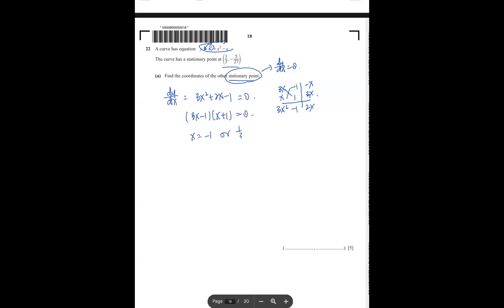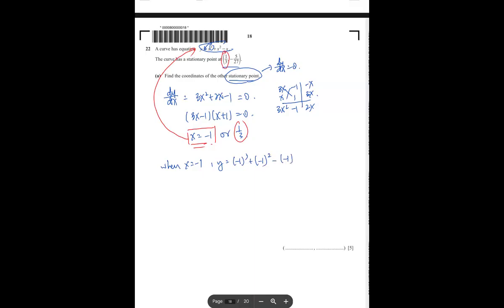This one is already given to you here. So the other turning point is this one. There's only the x coordinate, you need to find the y coordinate. So how do you do it? What you do next, you substitute this back into your original equation. So when x equals negative 1, y equals negative 1 cubed plus negative 1 squared minus negative 1. I suggest you actually write out the substitution.